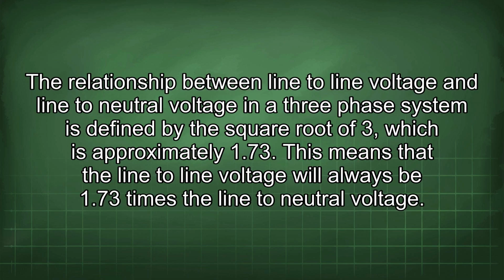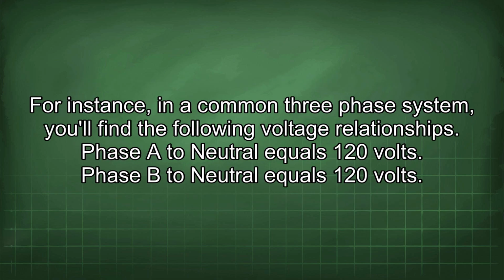The relationship between line-to-line voltage and line-to-neutral voltage in a three-phase system is defined by the square root of 3, which is approximately 1.73. This means that the line-to-line voltage will always be 1.73 times the line-to-neutral voltage. For instance, in a common three-phase system, you'll find the following voltage relationships.